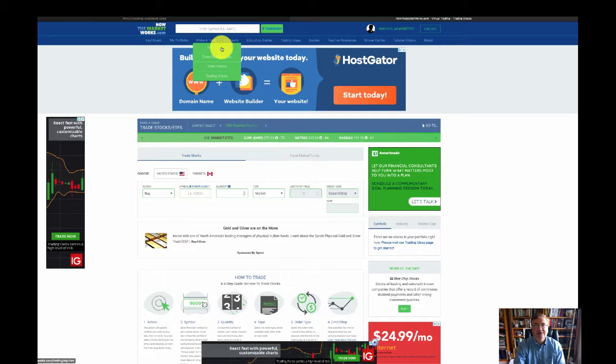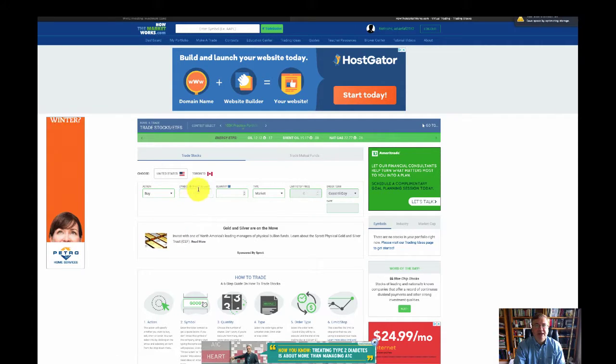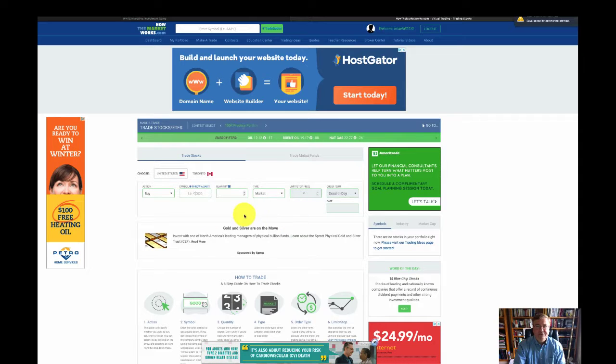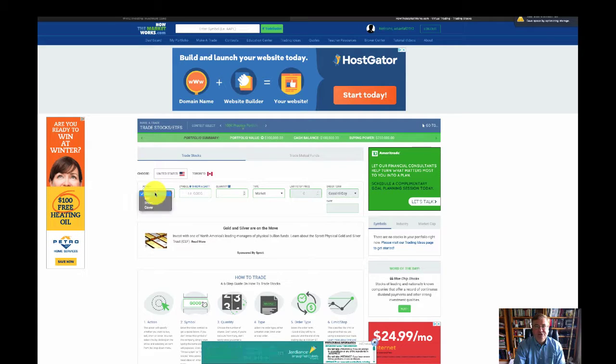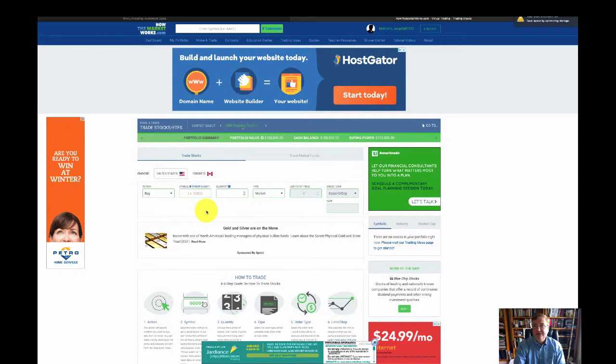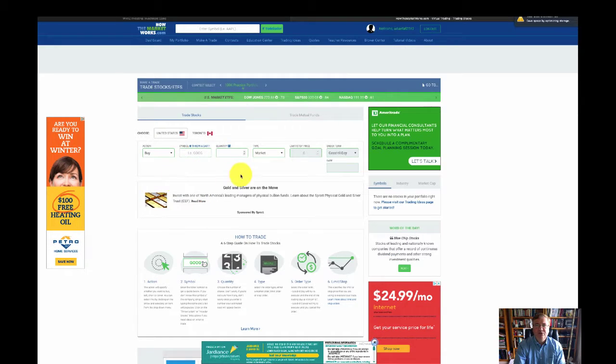Scroll down to stocks and ETFs. We won't be trading mutual funds currently, so stocks and ETFs is where you want to be. Click on that, and that'll take you to this page here. Now it's going to ask you whether you want to buy, sell, short, cover. You're going to be buying positions here unless you plan on selling short stocks, which I discourage. But you may do so if you so choose.